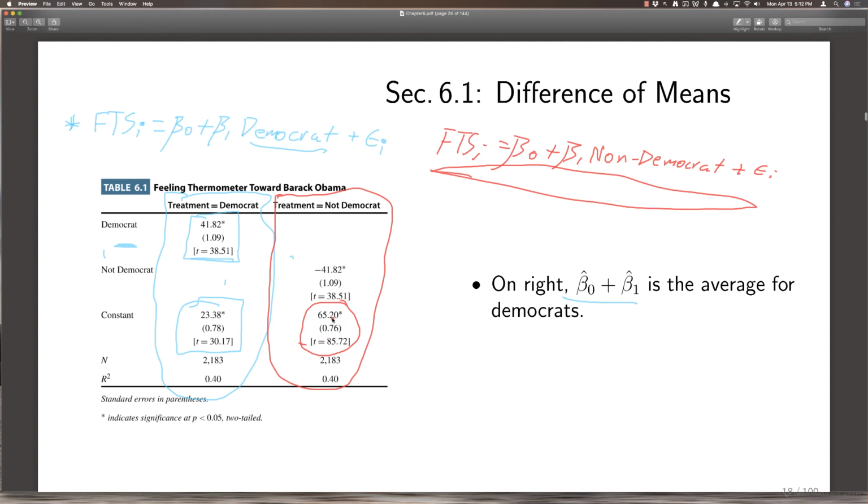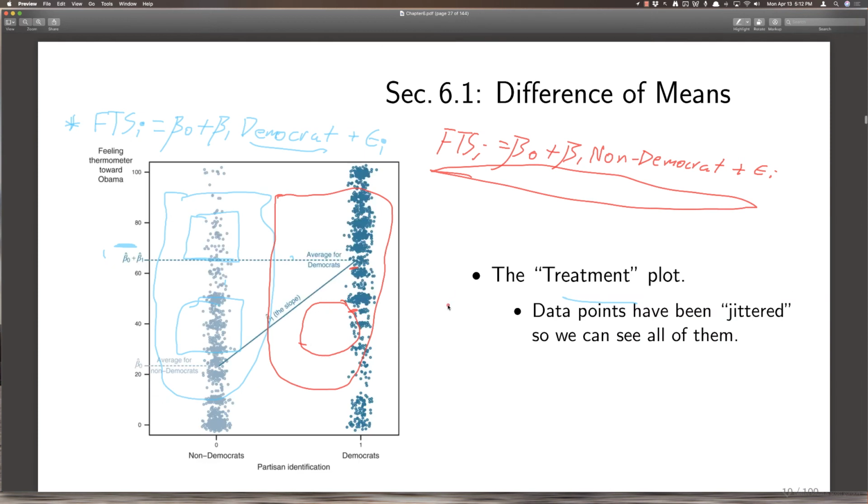Now, I can still recover what the average for non-Democrats is for the 1 group here. I just add together beta 1 hat right here and beta naught hat. So negative 41.82 plus 65.20 is, that's right, 23.38. It showed up over here, all right? So you don't have to worry too much about which version you run. The information that you're getting from this difference in means test is the same.